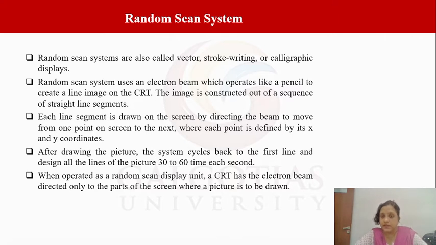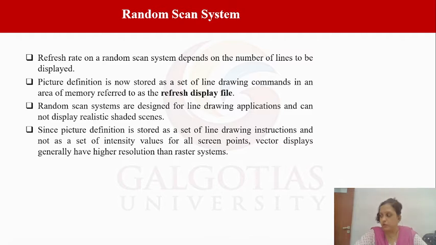After drawing the picture, the system cycles back to the first line and draws all the lines of the picture 30 to 60 times each second. That was the speed of drawing, 30 to 60 times each second. When operated as a random scan display unit, a CRT has the electron beam directed only to the parts of the screen where a picture is to be drawn. Refresh rate on a random scan system depends on the number of lines to be displayed.